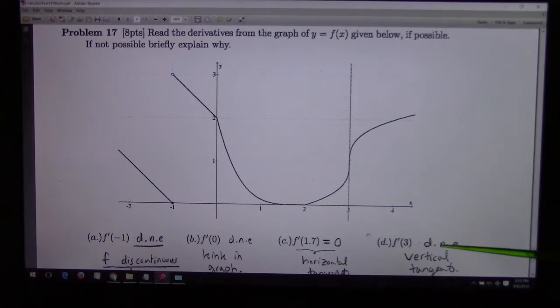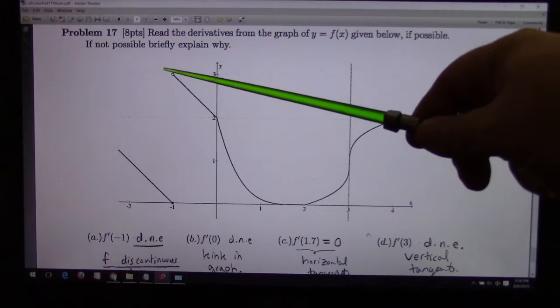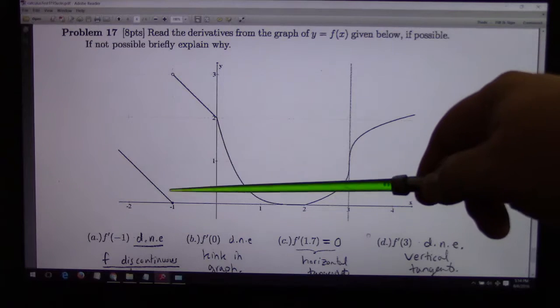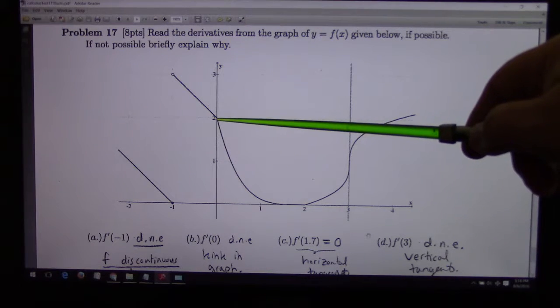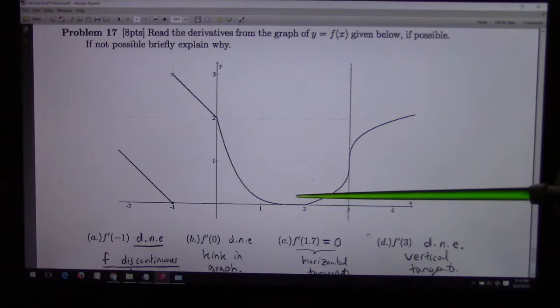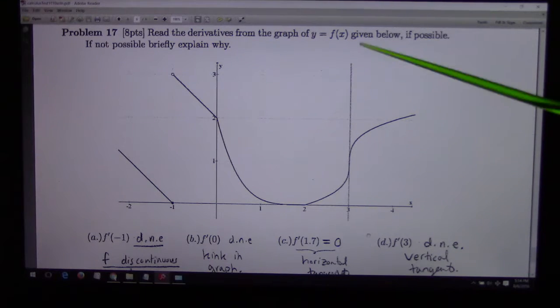Basically, what's the value of the derivative at these points given the graph? So like, there's a discontinuity, right? Remember, if it's differentiable, it's also continuous, so it's certainly not differentiable here. That's not differentiable at 2 because there's a kink in the graph. The derivative at 1.7 is 0 because it's nearly a horizontal tangent, right? And then over here you've got a vertical tangent, geometrically, which means that f prime of 3 does not exist. Okay, anyway, so that's kind of an interesting problem.